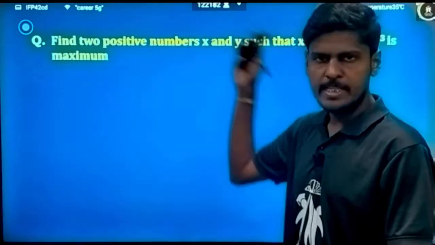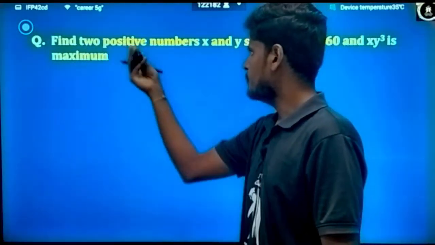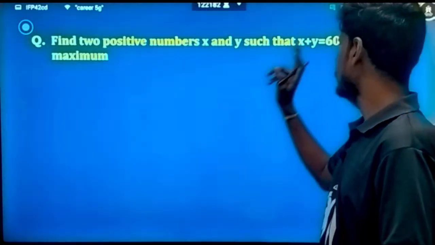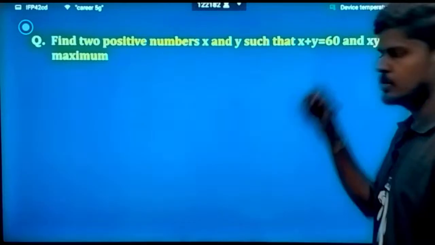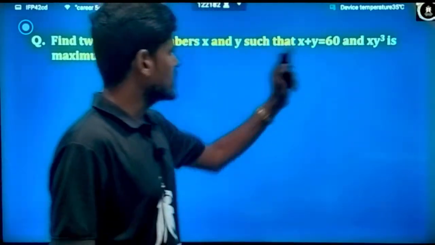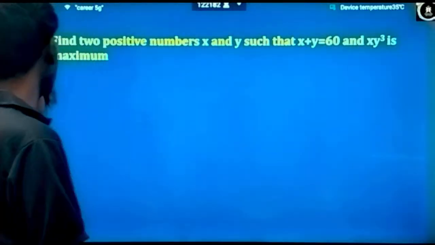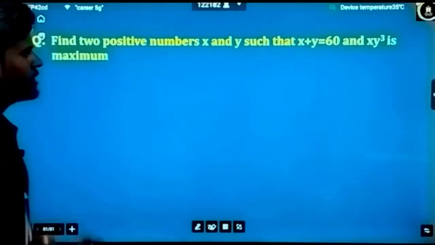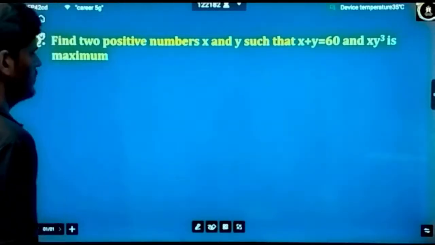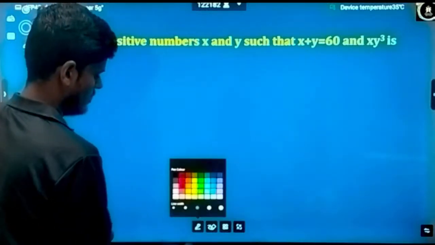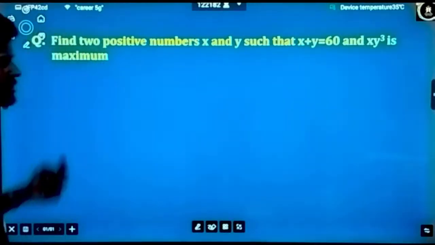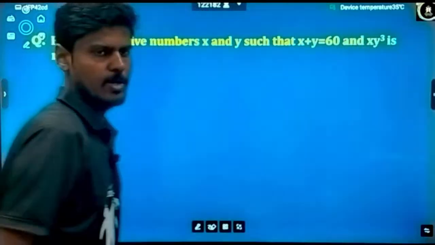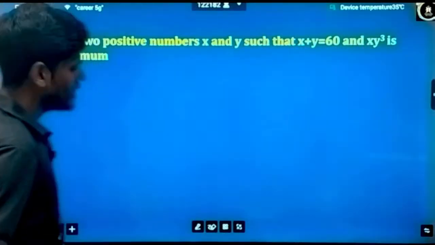Next question, it is again a similar question. Here what is given? Find two positive numbers x and y. They have given the numbers x and y such that x plus y equal to 60. Okay, they have given the condition also. And xy cube is maximum. Okay, x plus y is 60 and xy cube is maximum. Now how to solve this? Here we have f of x comma y, we have to maximize xy cube.